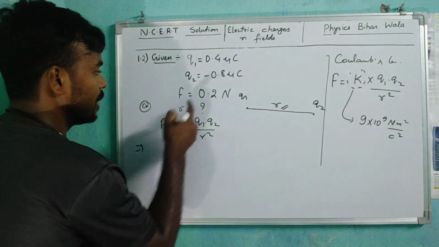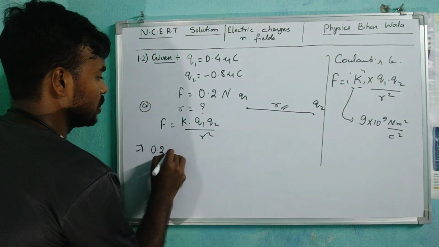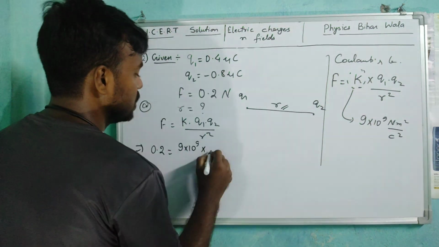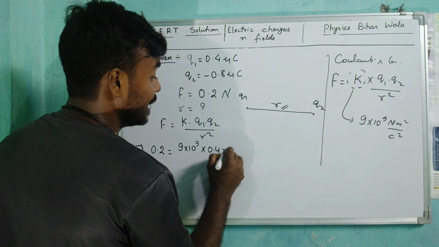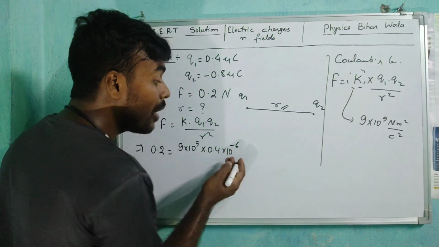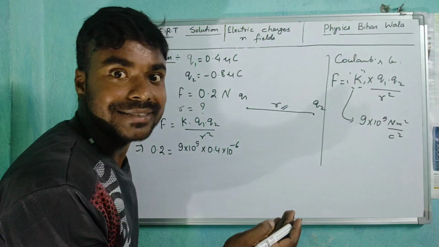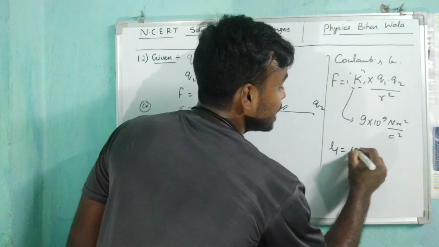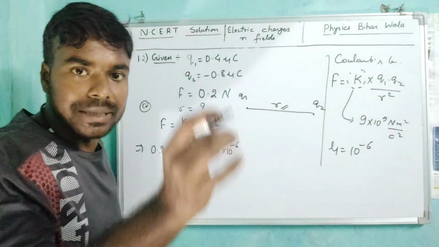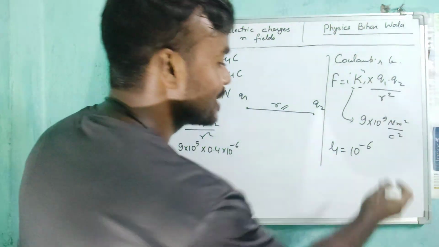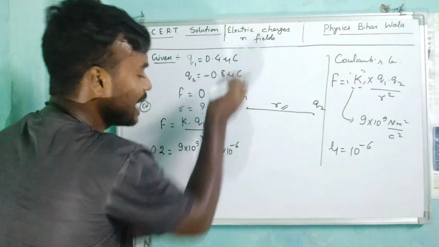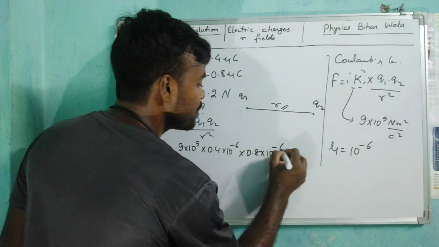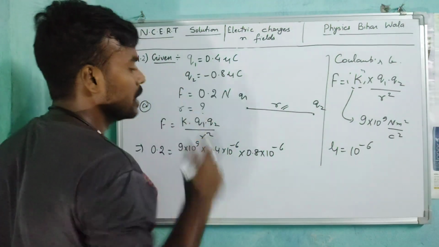So let's put the value. Force is already given, that is 0.2. K, the constant, is 10 to the power 9. Q1 is 0.4 into 10 to the power minus 6. How have I written 10 to the power minus 6? Dear, the value of micro means 10 to the power minus 6. It means the magnitude of the constant micro is 10 to the power minus 6. So that I have taken here. So we use 10 to the power minus 6 again for this Q2.